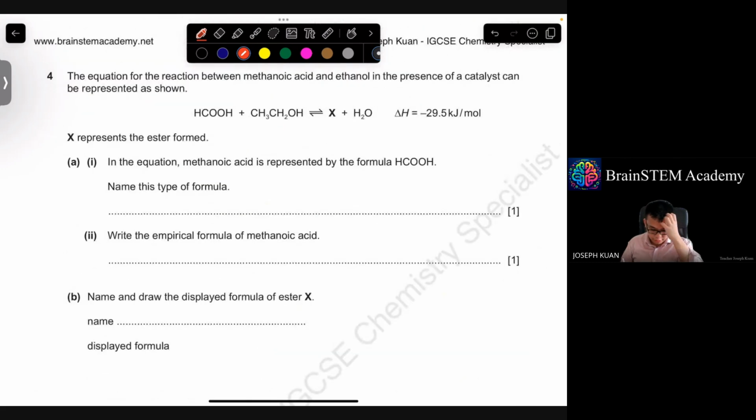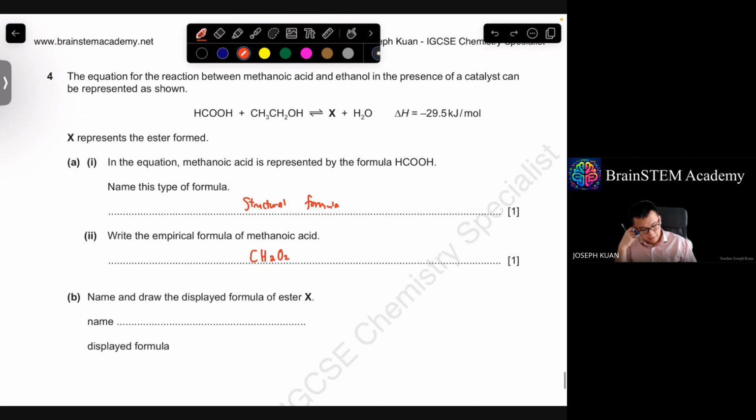The equation for the reaction between methanoic acid and ethanol in the presence of a catalyst can be represented as shown. X represents the ester form. In this equation, methanoic acid is represented by the formula HCOOH. Name this type of formula. That is the structural formula, right? Structural formula, because it shows you the structure of the chemical. Write the empirical formula of methanoic acid. Just CH2O2, because you can't really simplify it further.